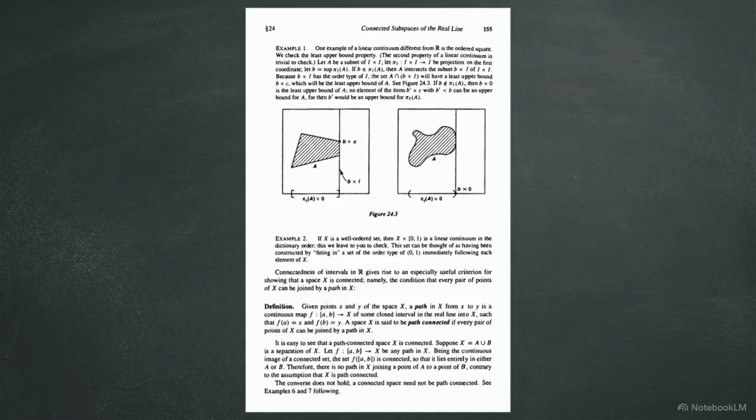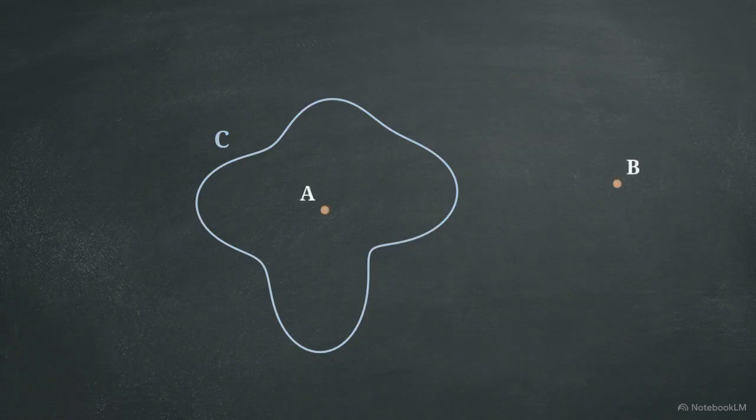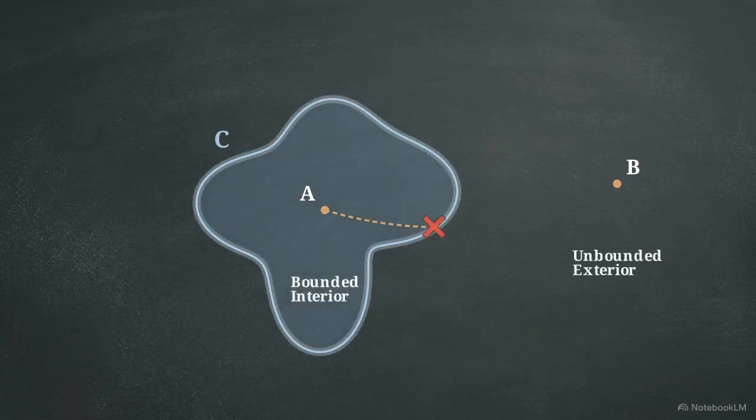This relies on a concept called path connectedness. To prove any 2 points exist in the same component, you must be able to draw a continuous path between them that never crosses the curve. Once the loop is sealed, any path attempting to travel from a point in the bounded interior to a point in the unbounded exterior is guaranteed to intersect C.